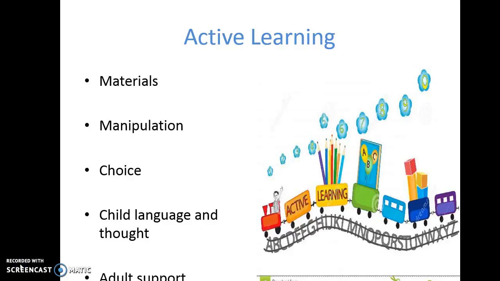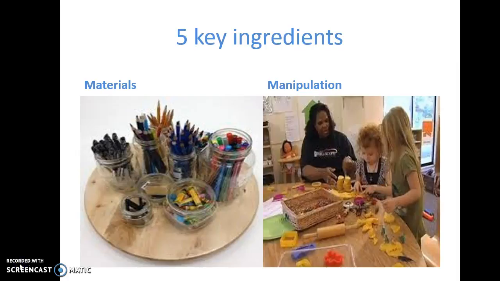Active learning is generally defined as any instructional method which engages children in the learning process. To put it shortly, active learning requires the children to do meaningful learning activities and then think about what they are doing. There are 5 key ingredients of active learning, and they include materials, manipulation, choice, language and thought, and finally, adult support. Materials.